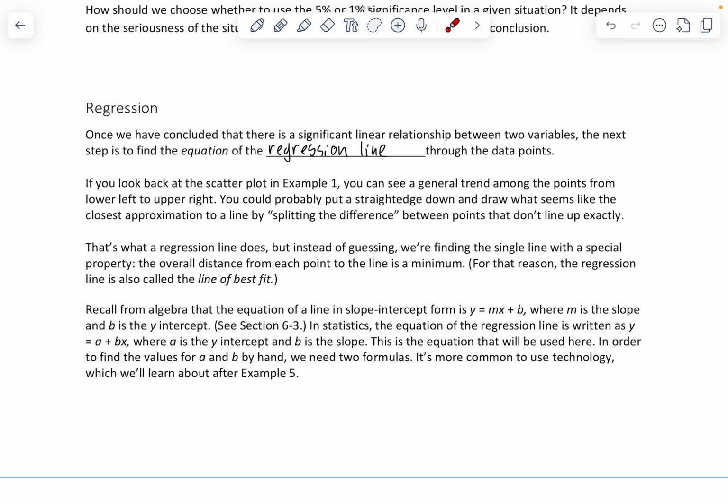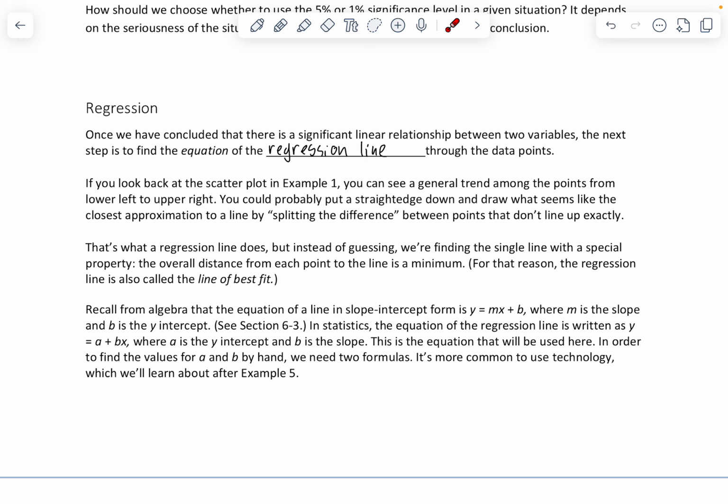You can see a general trend among the points from lower left to upper right. You could probably put a straight edge down and draw what seems like the closest approximation to a line by kind of splitting the difference between the points that don't line up exactly. That is what a regression line does, but instead of guessing, we are finding the single line with a special property. The overall distance from each point to the line is a minimum. For that reason, the regression line is also called the line of best fit.